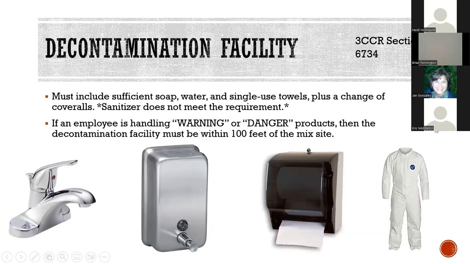Decontamination facility. All right. So a lot of these requirements that I'm talking about today are really a prep, in case something does happen, you want to have these things ready to go. So this is talking about soap, water, single-use towels, and a change of coveralls. And this is usually when you guys are using warning or danger products. So this is usually a kit that you'd keep in your vehicle. And yeah, hand sanitizer doesn't meet the requirement. You might think, oh, it's soap and water mixed in one, right? Nah, it just sanitizes.